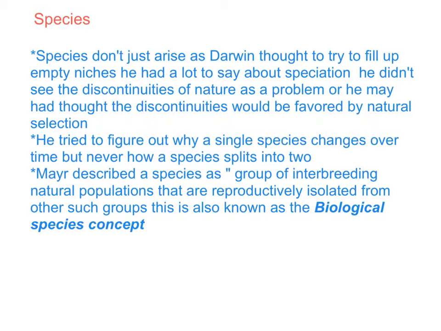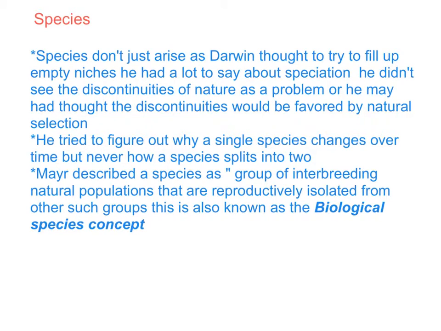Even years after The Origin was published, biologists still struggled to explain how the continuous process of evolution produces discrete species. The problem of speciation wasn't seriously addressed until around the mid 1930s. But now, today, we have a more complete picture of what species are and how they came about, and evidence to support this process.